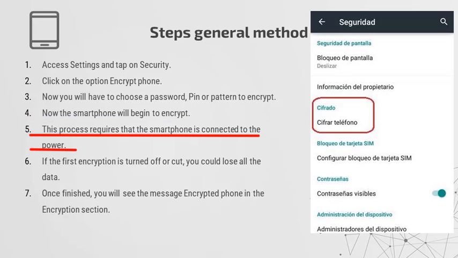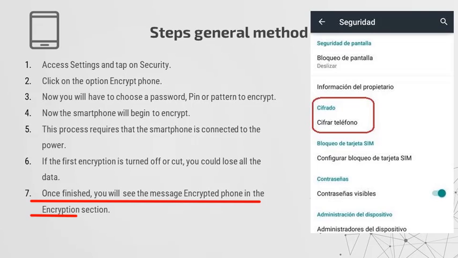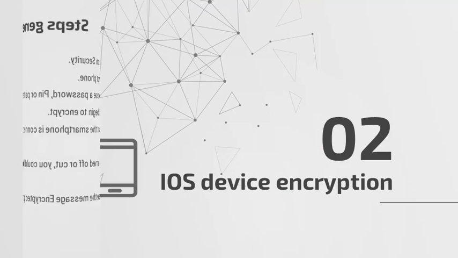Fifth, this process requires that the smartphone is connected to the power. Sixth, if the first encryption is turned off or cut, you could lose all the data. Seventh, once finished, you will see the message encrypted phone in the encrypted section.